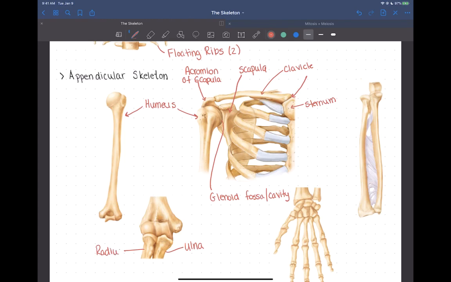Okay, so we've zoomed in on the end here. Now we have the radius and the ulna attached, just like this. We're looking at the top of this attached to the bottom of this. You can see the little edge of the ulna here, and the top of the radius here.